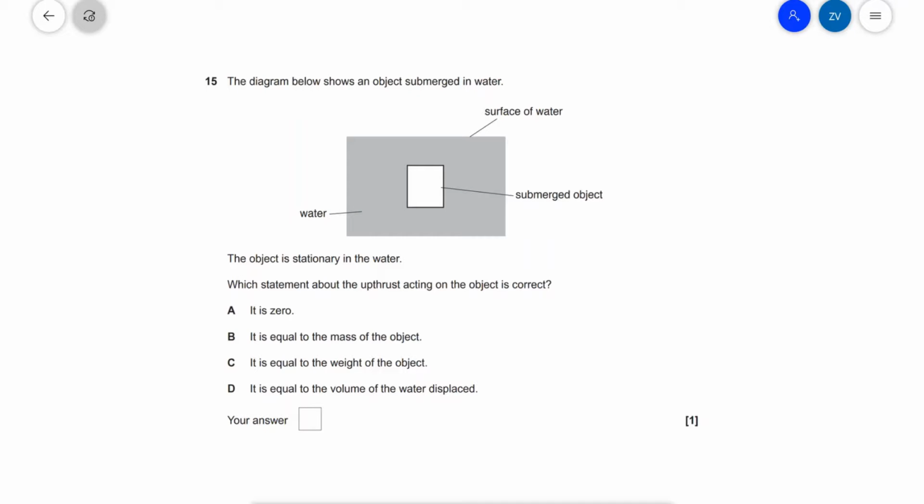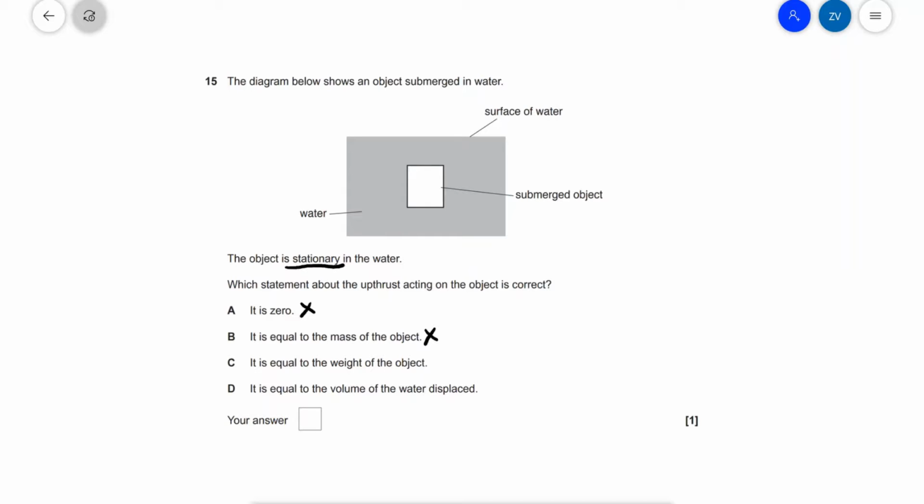Question 15. The diagram shows an object submerged in water, and this object is stationary. Really important. Which statement is true about the upthrust acting on the object? It is 0. Well, that is definitely not true. If it was 0, the object would be falling under gravity. It is equal to the mass of the object. That is not the case. That is not Archimedes' principle.